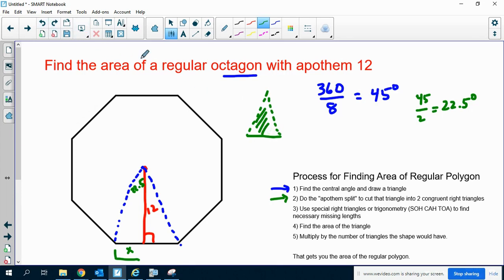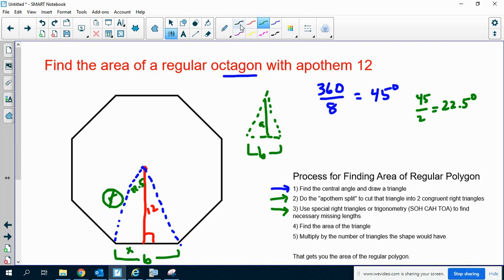So that means I need the apothem and I need the base. That's all I really need. I don't need the radius, even though it's there. So now we're going to use SOHCAHTOA to find the necessary missing lengths. The radius, while it's here, is not necessary. I only need to find the length of a side of this octagon, which is the base of this triangle. And then once I get that, I'll be able to figure out what the answer is.